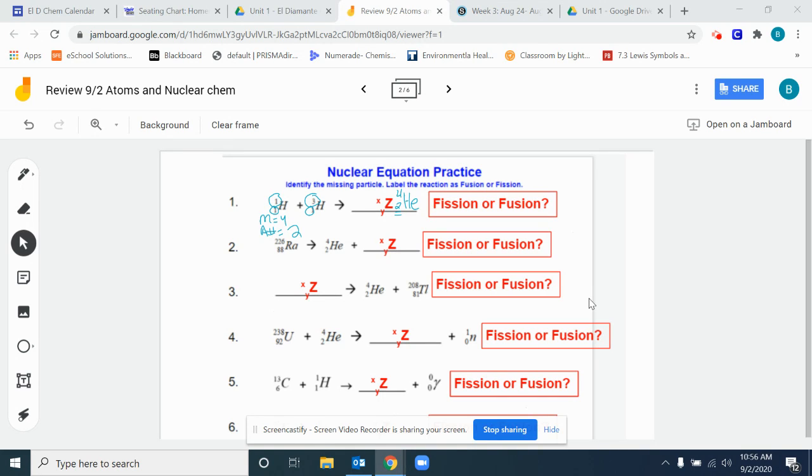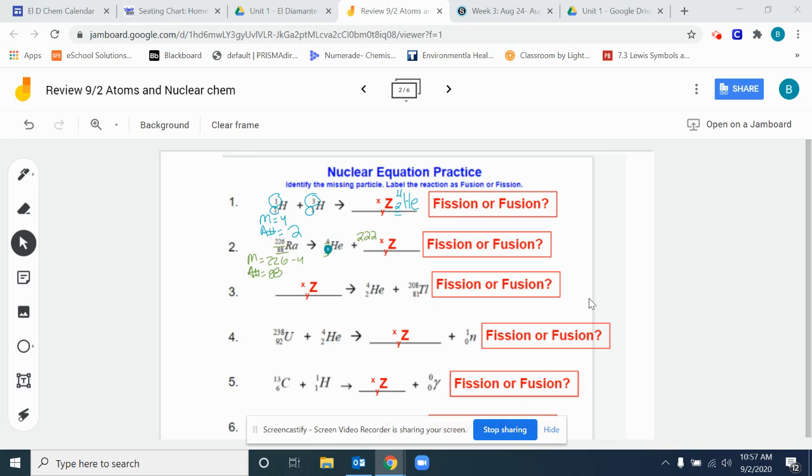All right, number 2. We have 226 for radon as the mass, and we have 88 for the atomic number. On the other side, we already have a 4. So what we're going to need to do to find the mass is do 226. We're going to subtract that 4. So 226 minus 4, that means our new number is going to have to be 222.